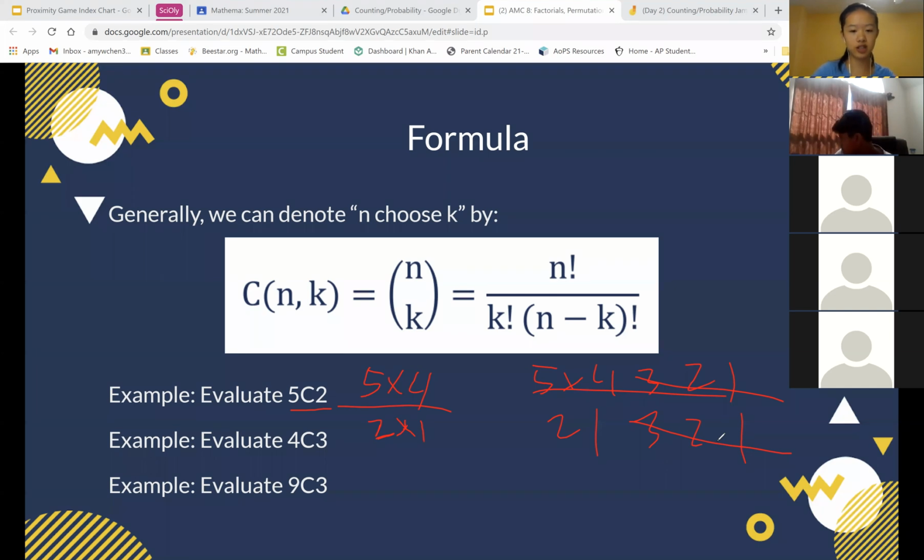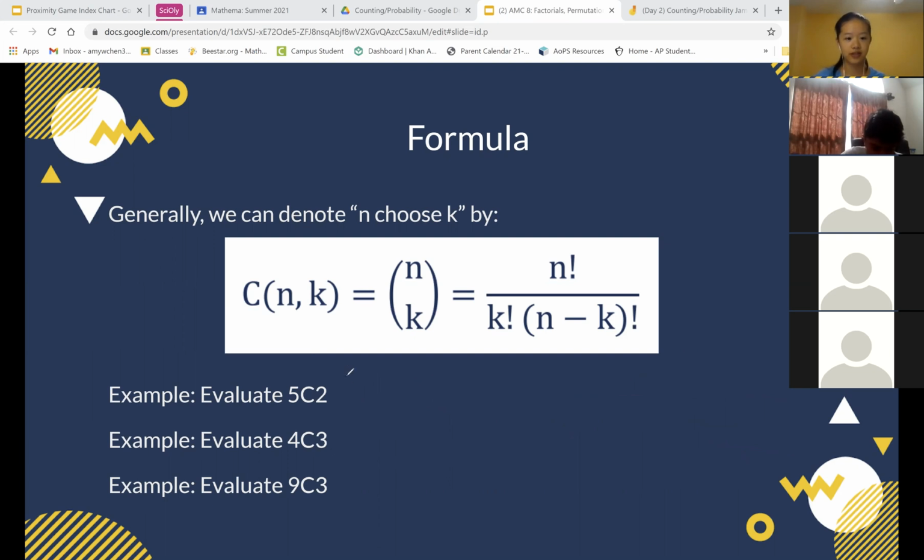So the way I just like to think about it is that for the numerator, you kind of do a factorial, but you only do it k times. For example, we do k factorial on the bottom, but for the top, we only do the same number of terms as the length of this factorial. Okay, so you can do the next one.